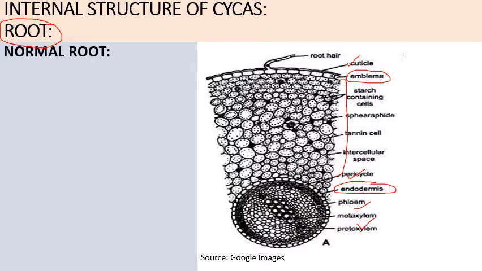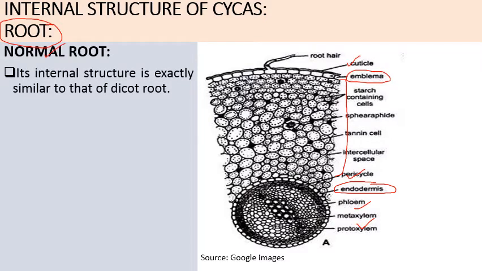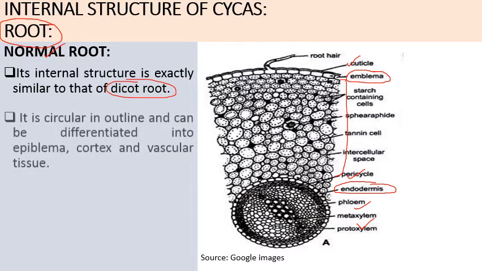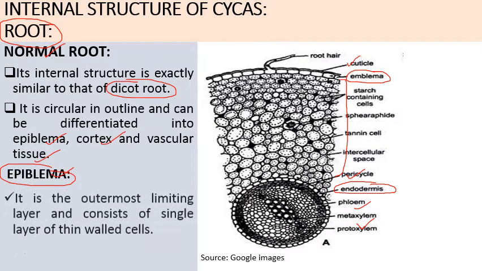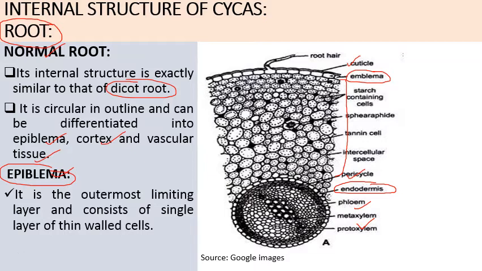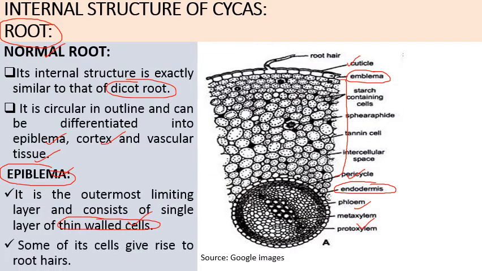So firstly, we'll discuss its normal root. Its internal structure is exactly similar to that of dicot root. जैसे dicot root का internal structure होता है, वैसे ही इसका होता है. It is circular in outline and can be differentiated into epiblema, cortex, and vascular tissue. So firstly, the outermost covering, that is epiblema or epidermis. It is the outermost limiting layer and consists of a single layer of thin-walled cells. Compactly arranged cells होते हैं, which are thin-walled, and some of the cells give rise to the root hairs. और कुछ एक इसमें से cells बनाते हैं root hairs.